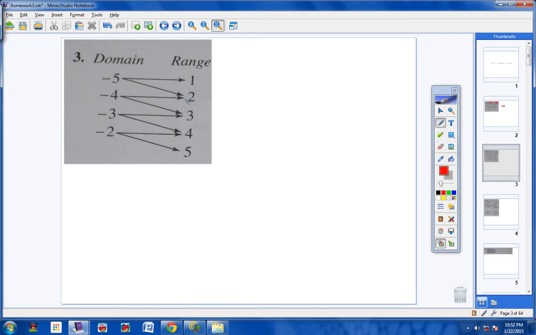Number 3. Right away you see no. 5 has 2 outputs. 4 has 2 outputs. 3 has 2 outputs. -2 has 2 outputs. No, this does not represent a function.